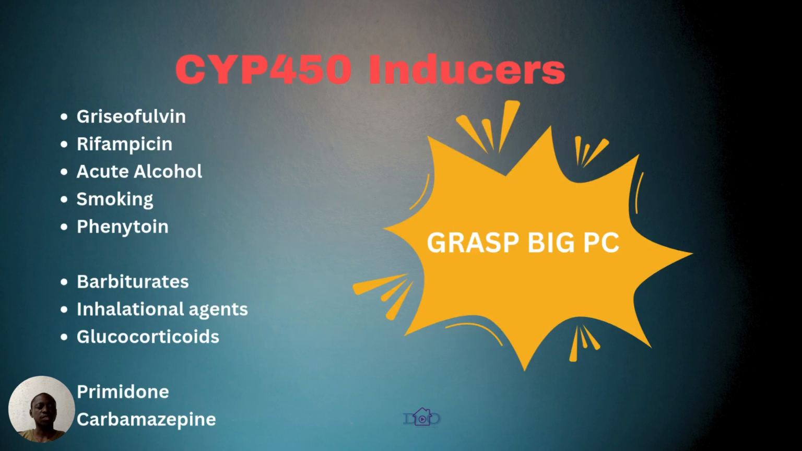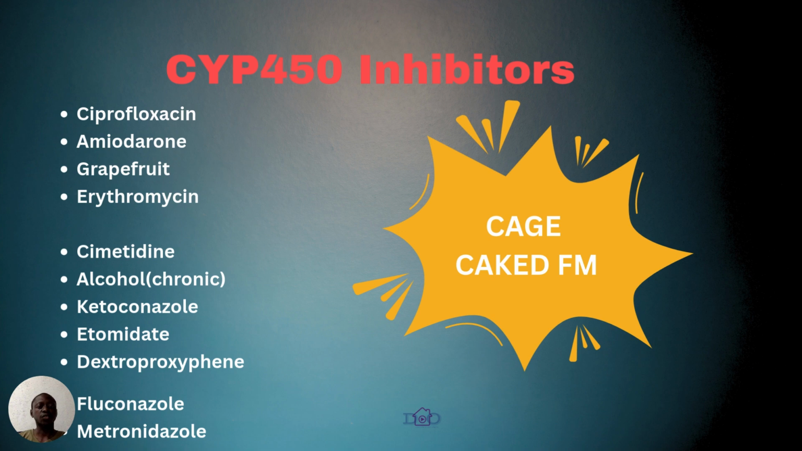So what are these inducers? We have them listed here on this slide, and the mnemonic I'm giving for them is GRASP BIG PC. Once you remember GRASP BIG PC, you can remember what the inducers of cytochrome P450 would be. So that is that on that. And then on the next slide is the list of inhibitors that we have, and we have the mnemonic CAKED FM for this set of inhibitors.